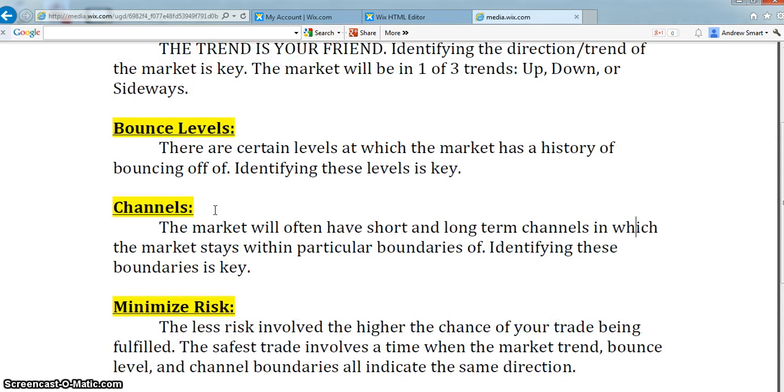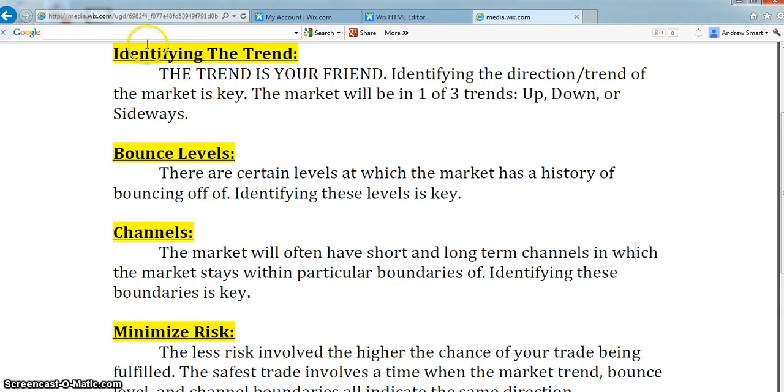Now, when we make a trade, we want to do so with the most minimal risk possible. We want to make the safest trade possible to increase the likelihood that our trade fulfills itself. Okay, so the way that we do so is when all three, that's the trend, that's the bounce level, and the channels, when all three match up. Okay, and I'll show you what I mean here.